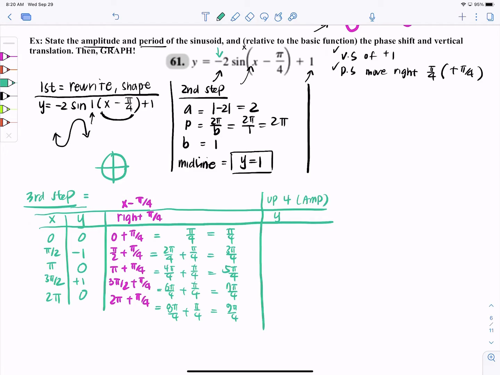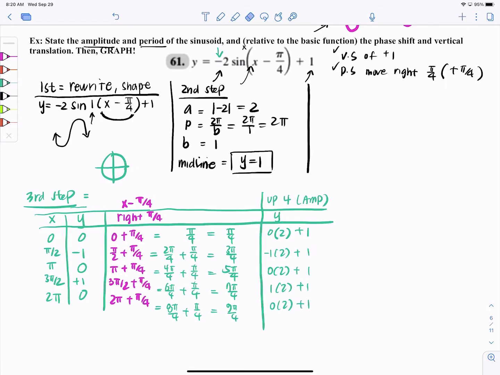You start with the y value that it's supposed to be. Here, here, here, here, here, right? So you do 0 times the amplitude, which is 2, and you add the vertical shift. So again, -1, you multiply the amplitude and you add 1. 0, multiply the amplitude, you add 1. 1, you multiply the amplitude, you add 1. And 0, you multiply the amplitude and you get 1, okay?